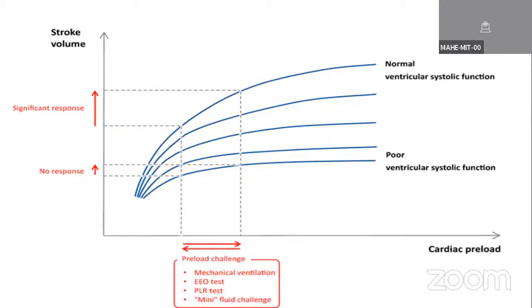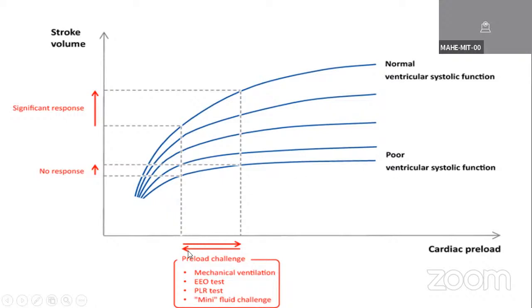So this is the Frank-Starling curve. It shows the relationship between the cardiac preload and the stroke volume. The curve depends on the ventricular systolic function. Here you can see on the top part the normal ventricular systolic function, and on the lower part the poor ventricular systolic function.